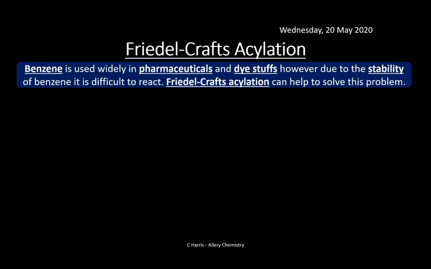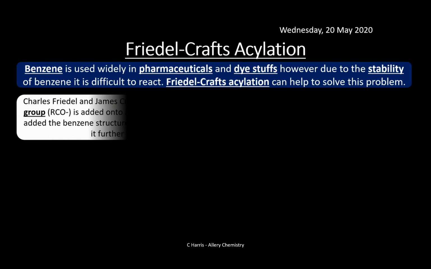Benzene is widely used in pharmaceuticals and dyestuffs. It is such an important chemical to use. We wouldn't have anywhere near the amount of drugs that we do today if we didn't understand benzene and its reactions, or what we can do with it. The stability of benzene is a bit of a barrier because it means it's difficult to react. But thankfully, Friedel and Crafts came up with a reaction mechanism for acylation to help solve this problem.